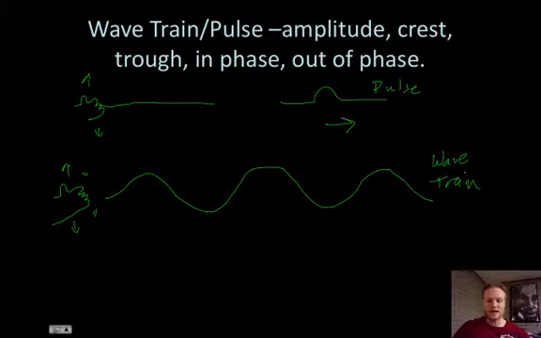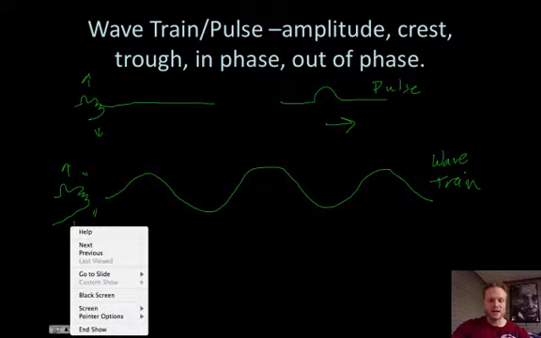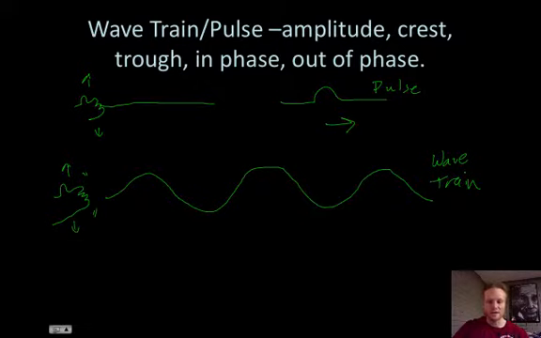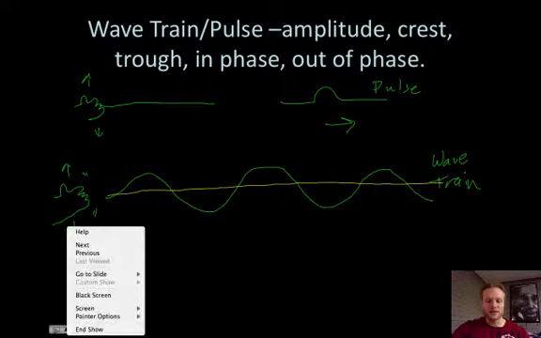Let me change colors here and draw a line going through the middle of this wave train, which I'll try my best to draw as even as possible. Again, this won't be perfect. I'll have a different slide where it shows us a little better. We need to start talking about the different parts of this wave.